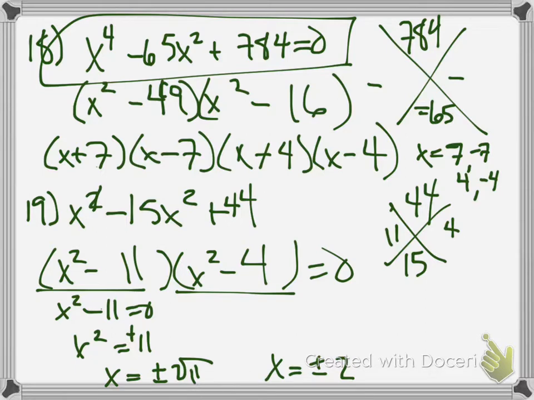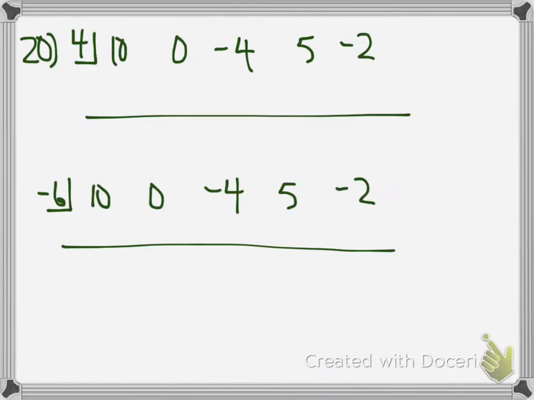Alright, let's look at 20 and 21. Not too hard. On 20, again, same thing as synthetic division or synthetic substitution. You're trying to find what G of 4 is equal to. Notice there I didn't change the signs, but I've got it set up. Also, because I skipped the x cubed, I put a 0. Because it went x to the 4th, there was no x cubed, so I put a 0.